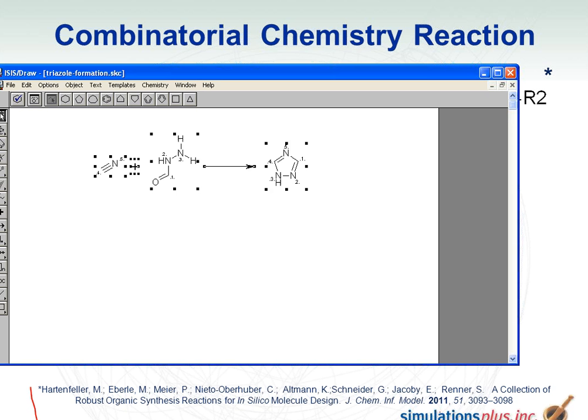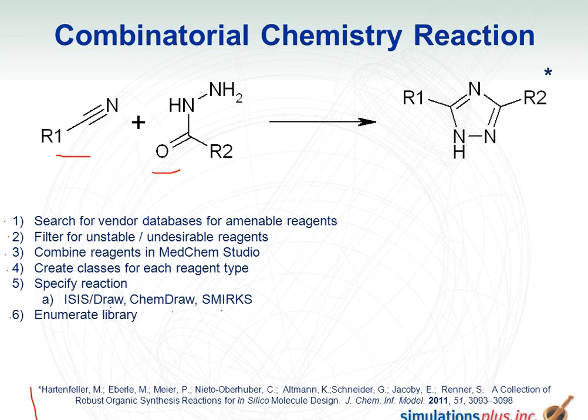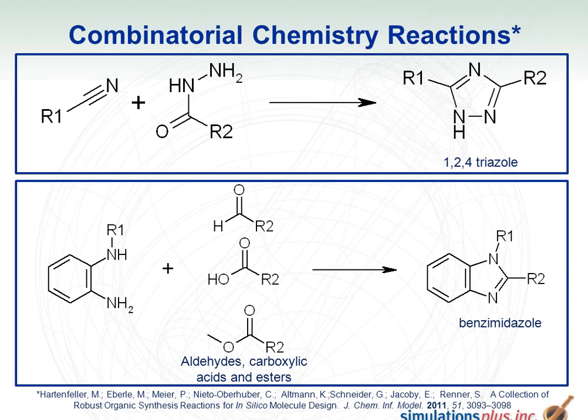So now the next slides just show a few examples of combinatorial chemistry reactions. Again, some of these are from this paper. I already talked about the triazole formation. I also encoded this particular library, which creates benzimidazoles by combining a dianiline with either aldehydes, carboxylic acids, or esters.